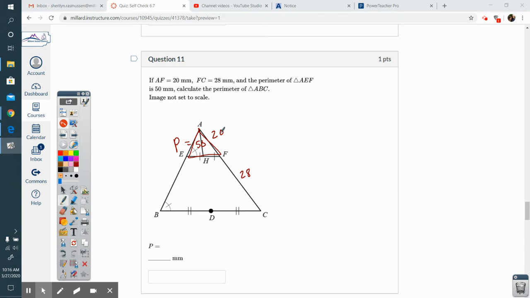All right, so if we go the ratio of the side, we go 20 to the total, which is 48. Now if you simplify that, 20 over 48, you get 5/12.